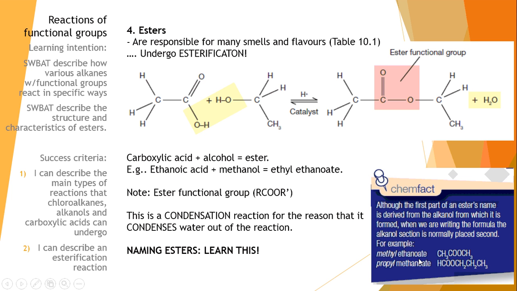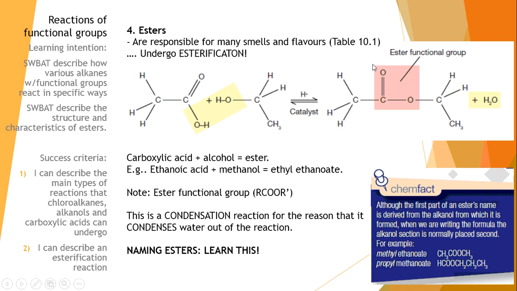Methyl ethanoate. We name the first part, the methyl group, which is the alcohol group here. It is the methyl group here, but it's at the front of the name. Front of the name and the end of the molecule. Methyl ethanoate. Propyl methanoate. It's hard to tell what they are, but it's important to know which ones they are, because if you had ethyl methanoate, it's actually different to methyl ethanoate.